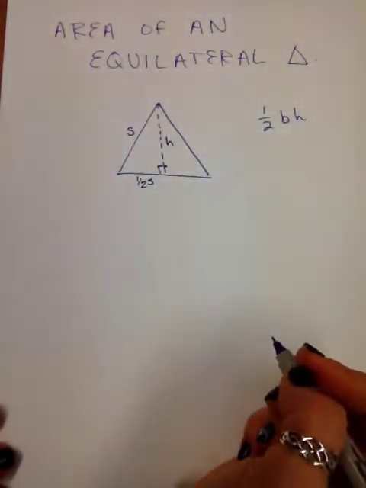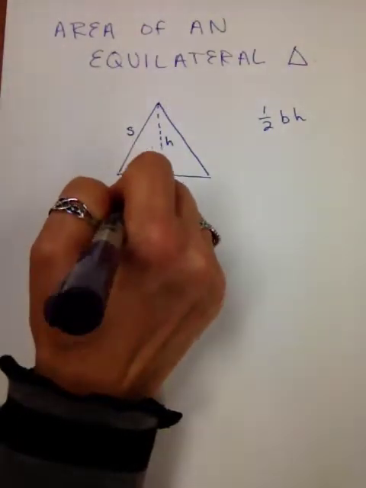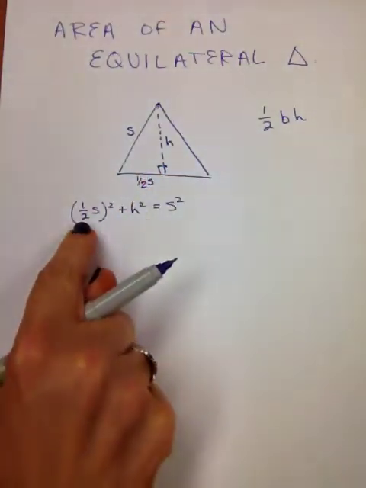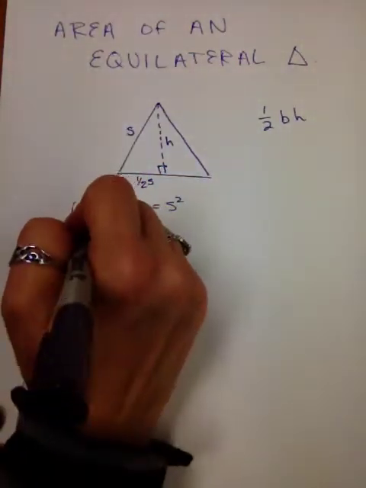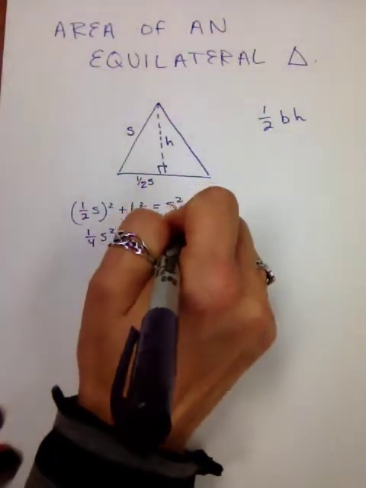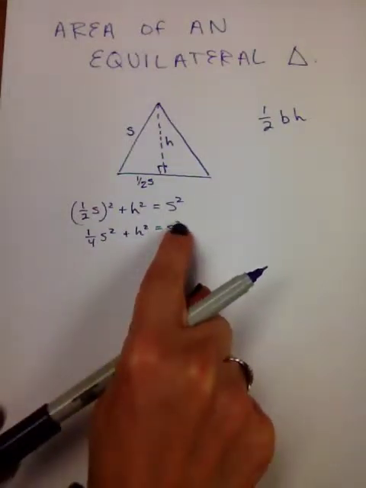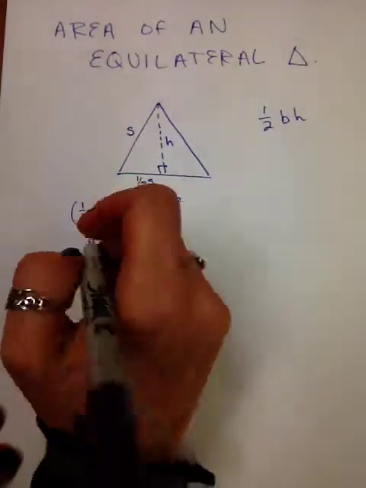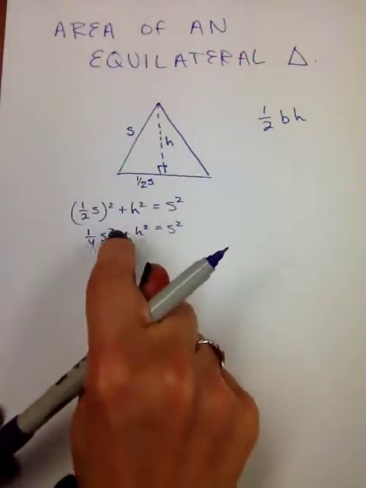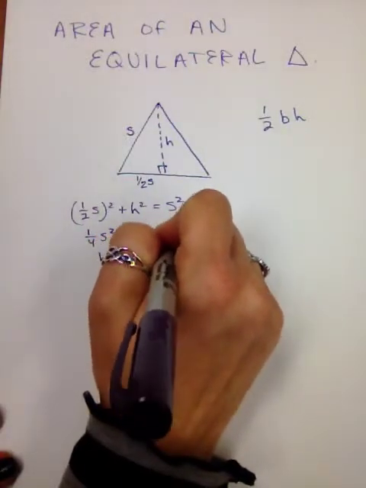So if I wanted to use the Pythagorean Theorem, I could say that 1/2 of S squared plus my height squared equals S squared. 1/2 of S times itself is 1/4 S squared, plus H squared equals S squared. I'm trying to solve for height, so I'm going to move the 1/4 S squared to the other side, so I will subtract it. And I have height squared equals 1 S squared minus 1/4 S squared equals 3/4 S squared.